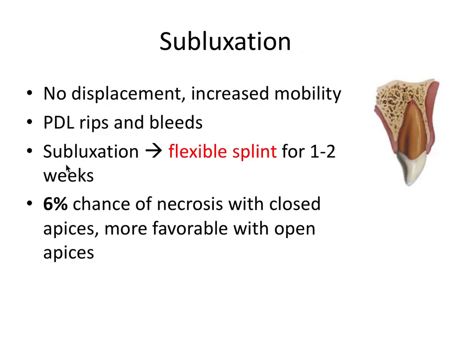So subluxation should be best treated with a flexible splint for that ideal short period of time, 1 to 2 weeks. There's a 6% chance of necrosis with closed apices, and it's more favorable prognosis with open apices. And so what I mean by this is an open apex means that it's an immature tooth where the root is still developing, and that's a better situation. And a closed apex means it's a mature tooth where the root has completed development about 2 to 3 years after the tooth has fully erupted.